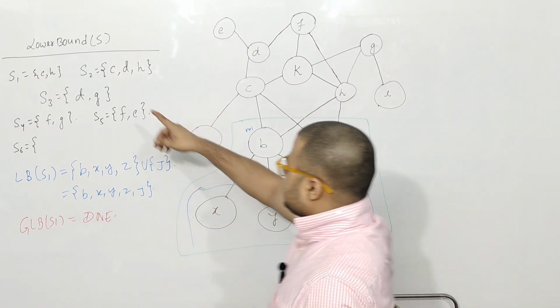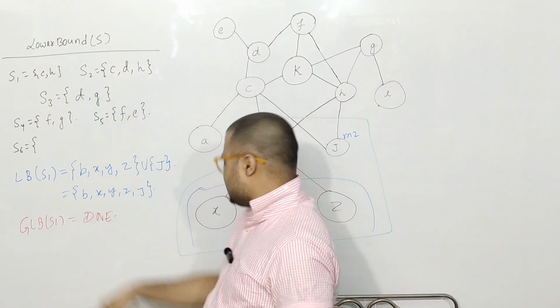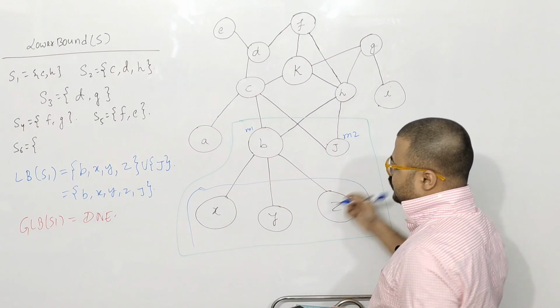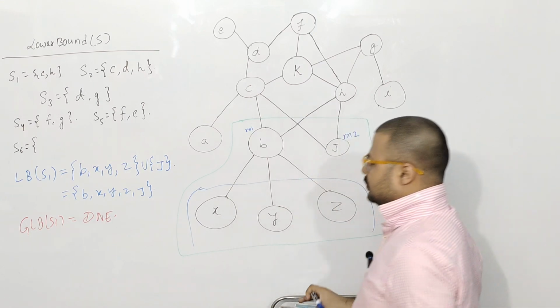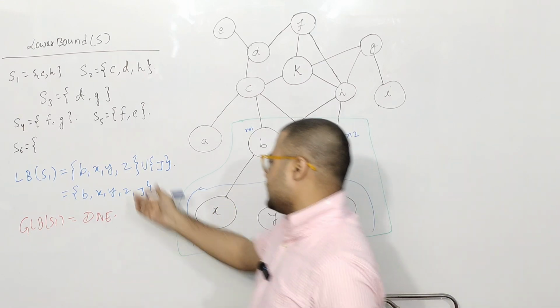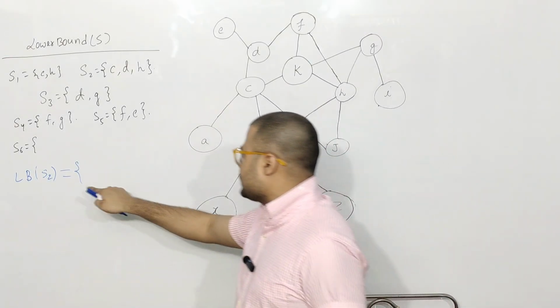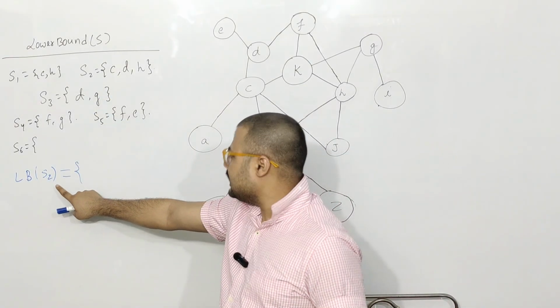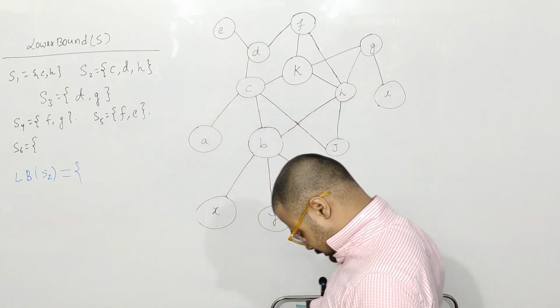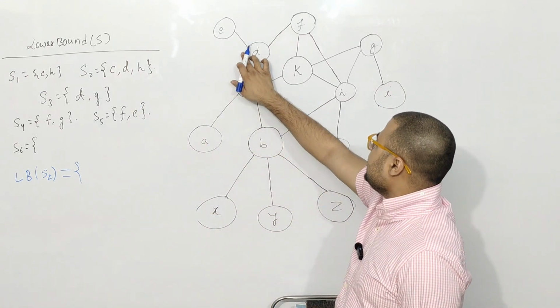Now let's look at the second example, the lower bound of S2. So I'm erasing it now. So lower bound of S2, what are the elements in S2? C, D, and H.